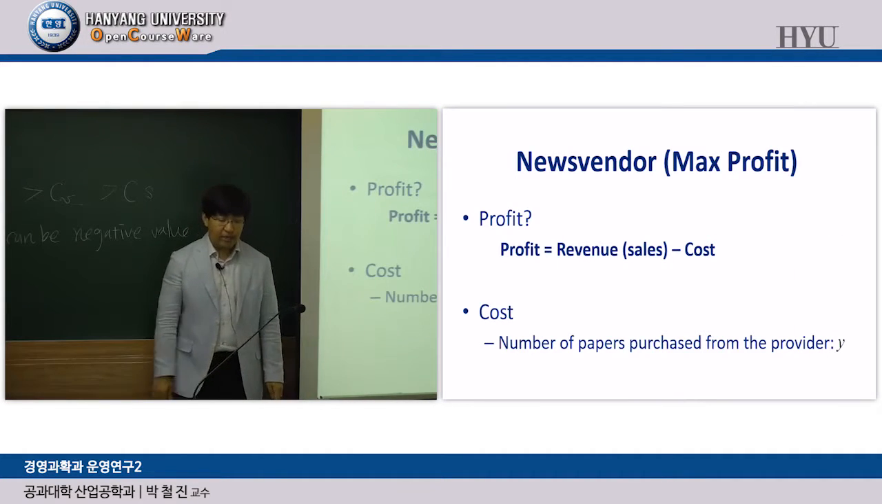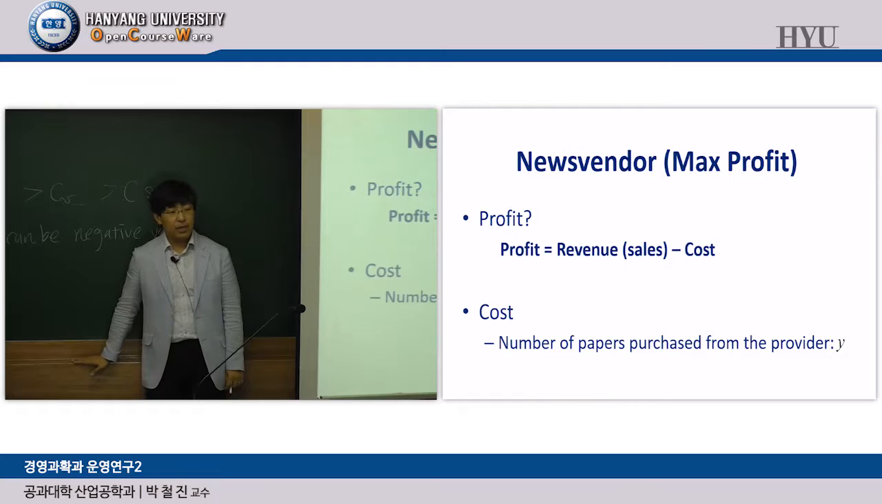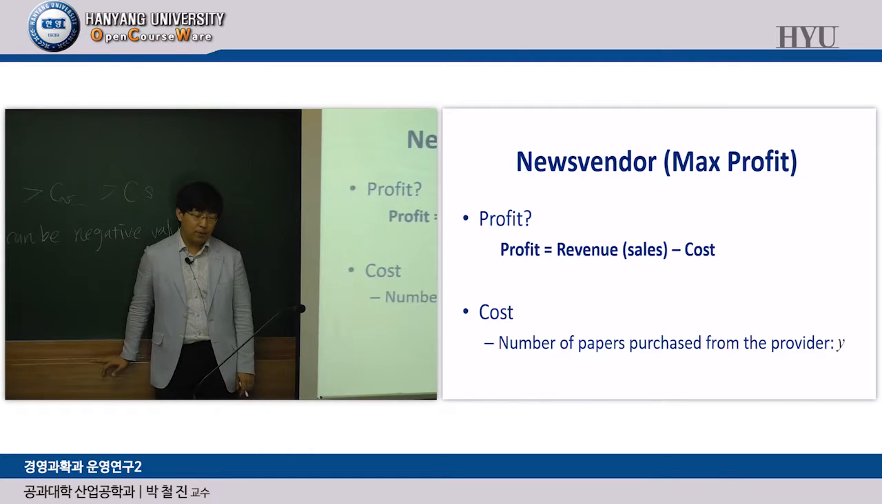So let's formulate the profit function. Profit is revenue minus cost. Very, very basic formula, right? And then I'd like to introduce how to formulate cost first. As we said before, the number of papers we buy from the manufacturer is denoted by Y. So how can you formulate the cost based on the structure?